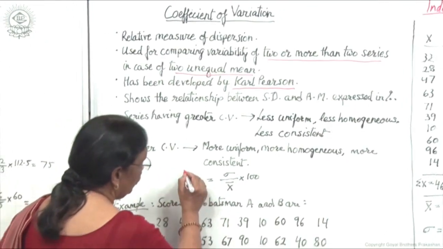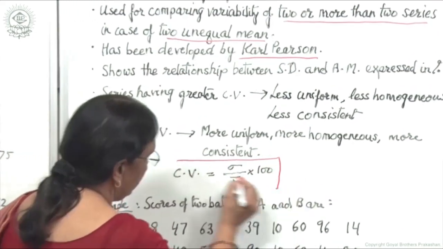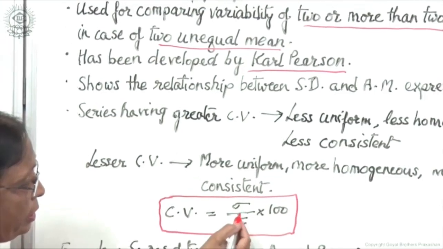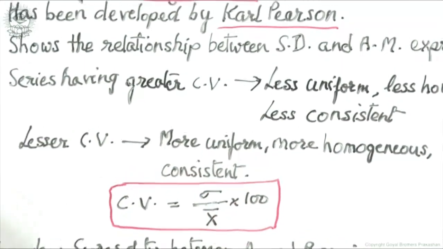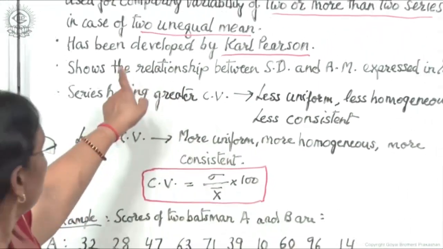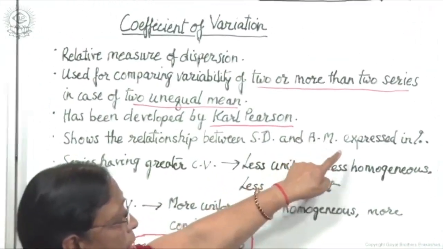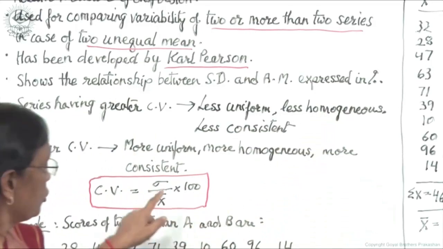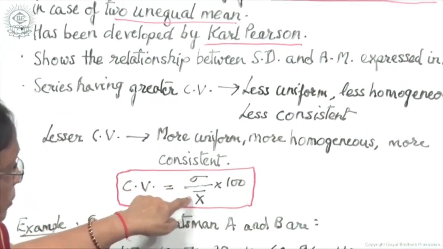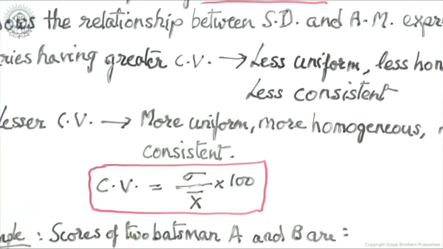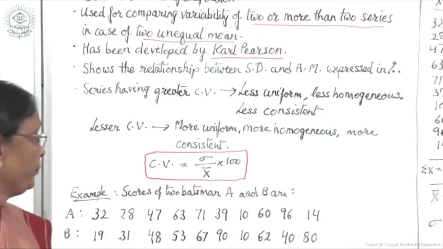Now this is the formula for coefficient of variation. CV is equal to standard deviation upon mean into 100. As I told you, it shows the relationship between standard deviation and arithmetic mean expressed in percentage. This is the formula of coefficient of variation.